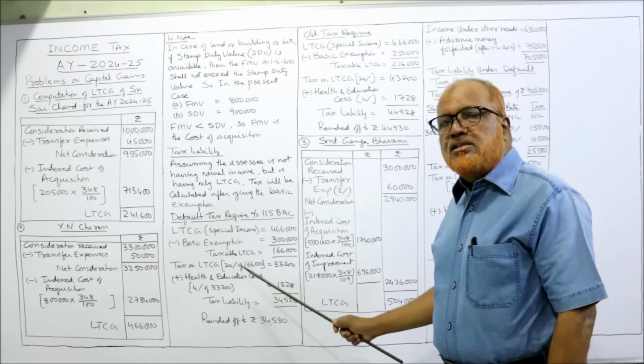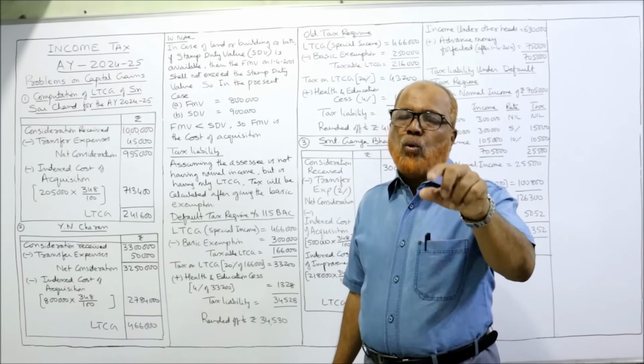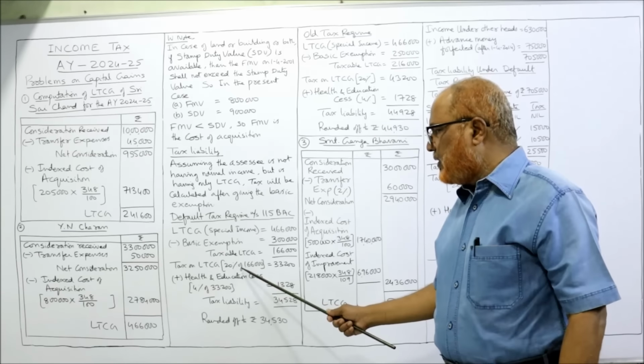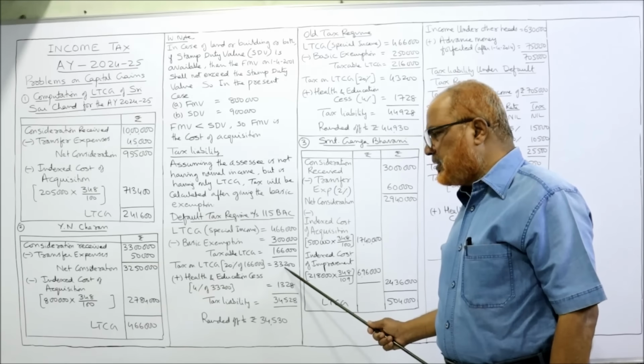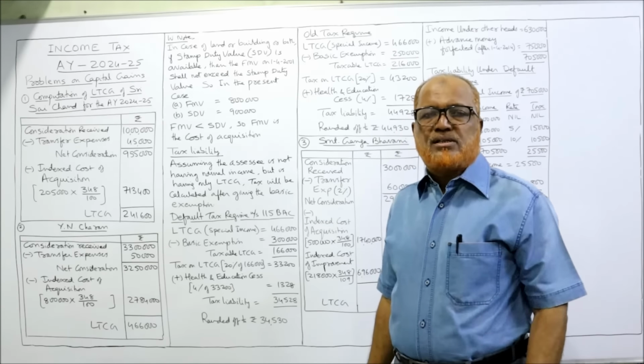Now, tax on LTCG is 20%. The 20% flat rate is same for old tax regime as well as new tax regime. The tax rate is same. So 20% of 1,66,000 is 33,200. To this add 4% health and education cess, compulsory.